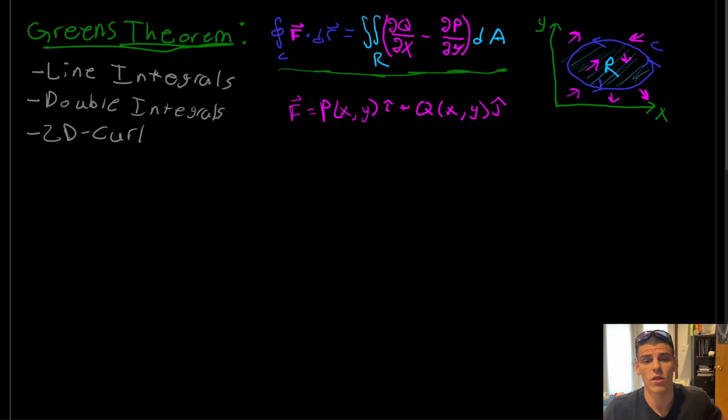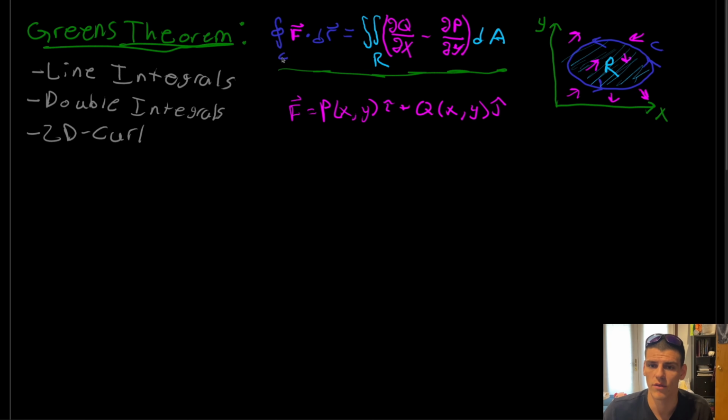So the first thing I want to get out of the way is some prerequisite knowledge that you have to understand the subject that I'm going to be going over right now. You're going to have to understand line integrals, double integrals, and the 2D curl formula, basically the formula for the 2D curl at any point in a given vector valued function.